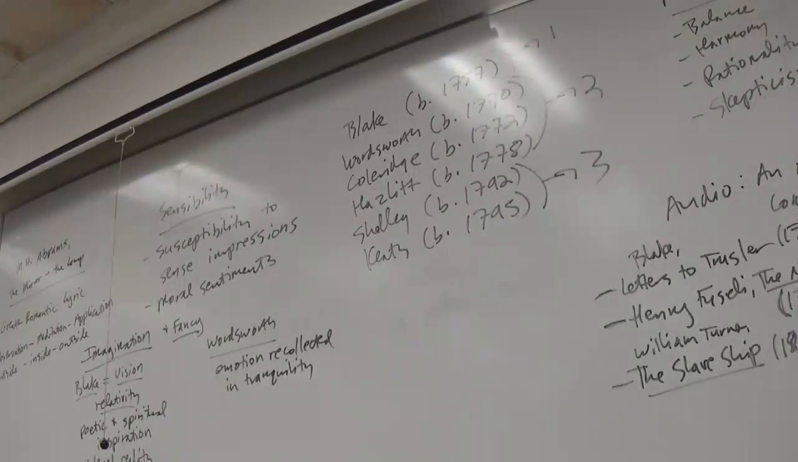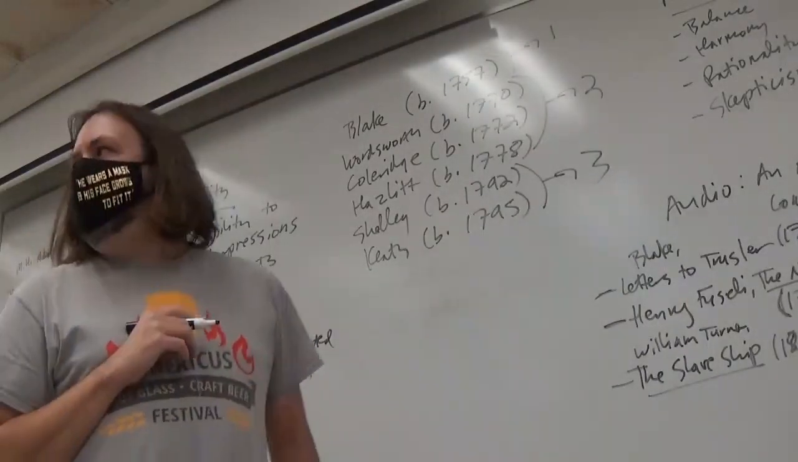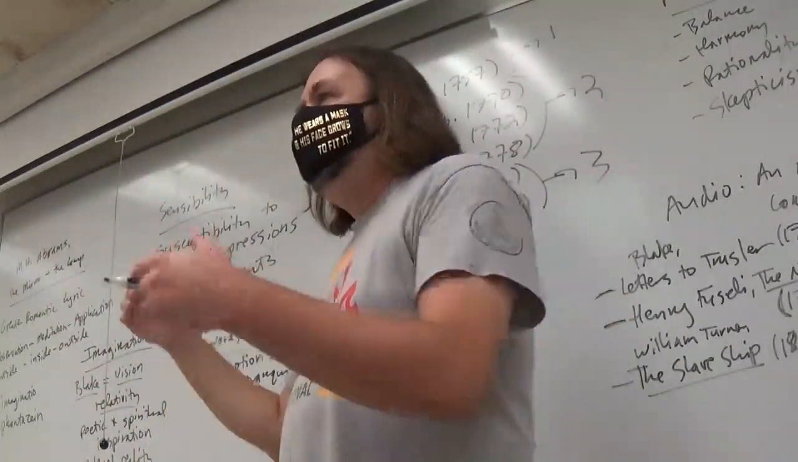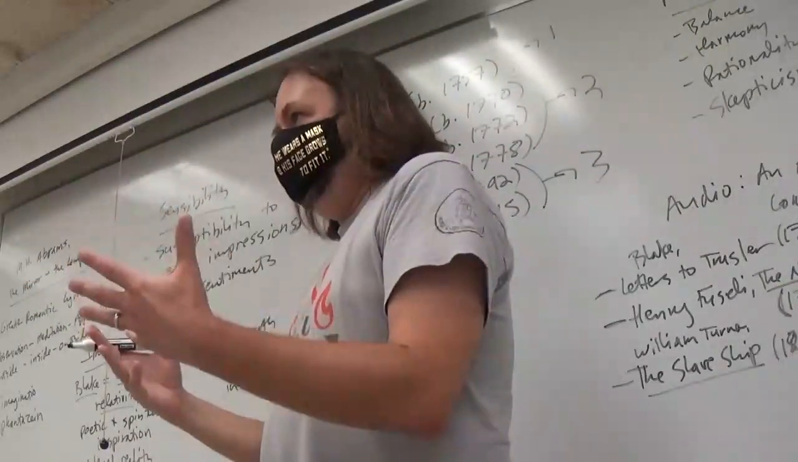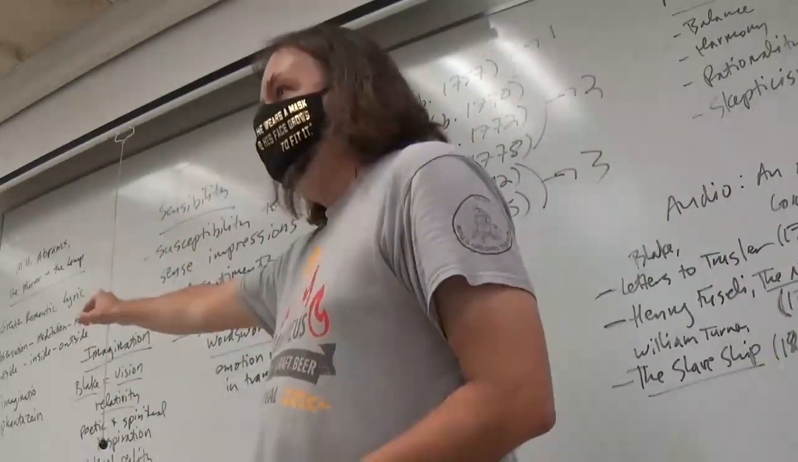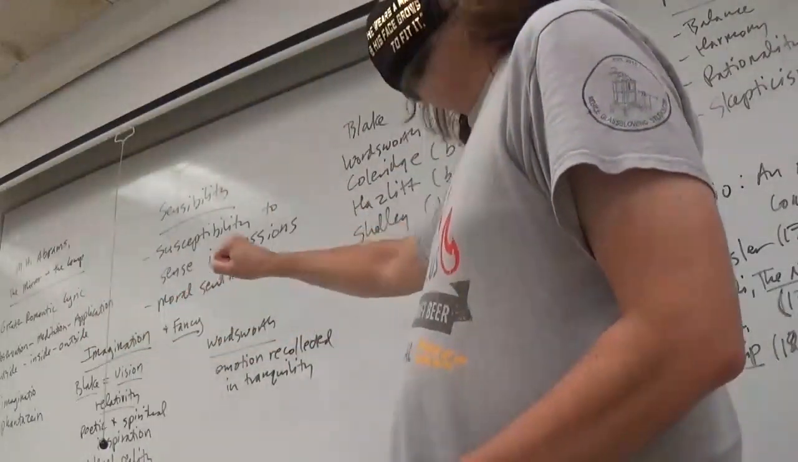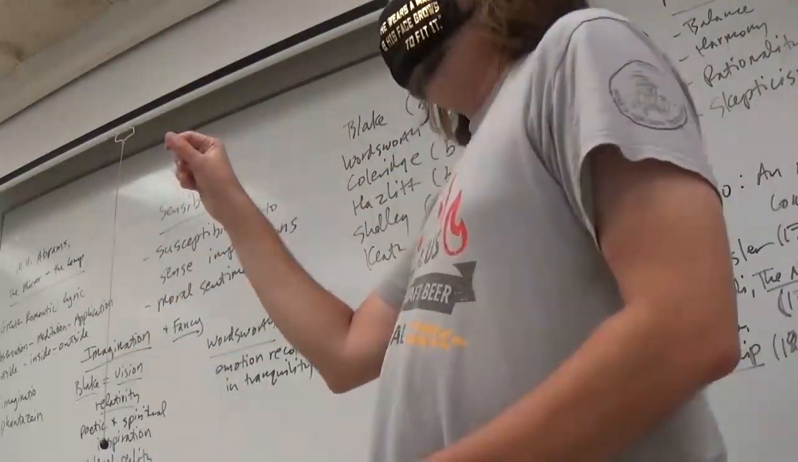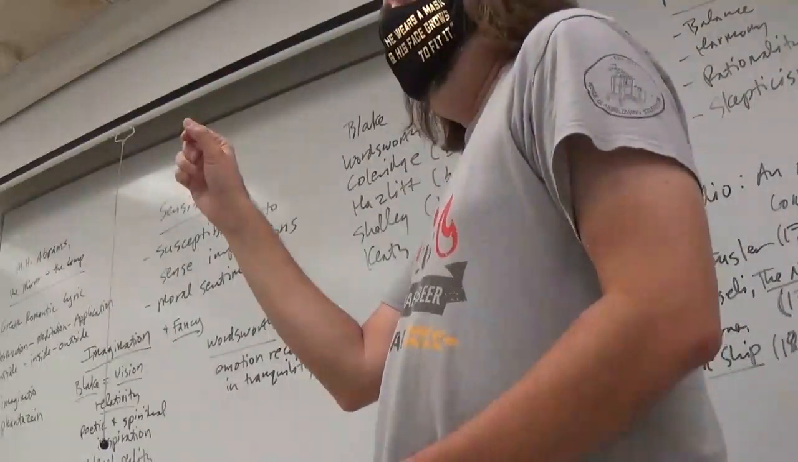But fancy and imagination both come from different root words. Imagination comes from the Latin imaginatio, and fancy comes from the Greek phantasein. Both are concerned with image making, with the creation of images, conjuring up images that aren't there. Phantasein is also the root of our word fantasy. And in the 18th century, these two words are used mostly to mean the same thing.